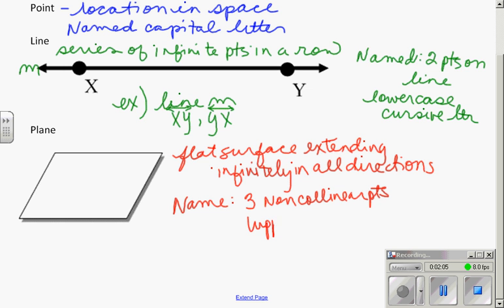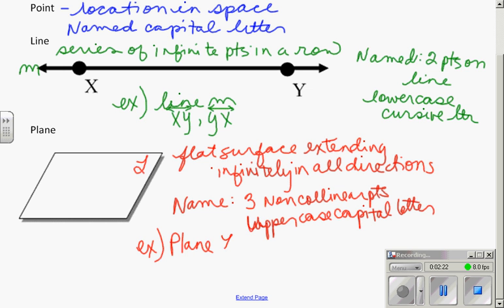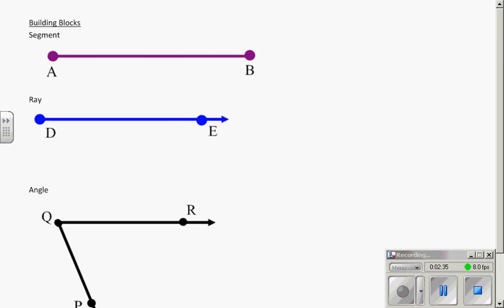Or you name it with the uppercase capital letter. That would probably be in a corner. So if this one had an L here, we could call it plane L. Or if it had 3 points that were not on a line, we could call this plane A, B, C.